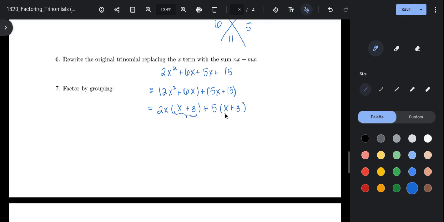And notice here that our parentheses are the same thing, which, if you remember, when we factor by grouping, always has to be the case. If it isn't, then we can't factor by grouping. And now the last step is to write these as factors. So we have, of course, our x plus 3. And then we also have these terms that are being multiplied by those factors. So 2x plus 5. And so there is our complete factorization of the polynomial 2x squared plus 11x plus 15.